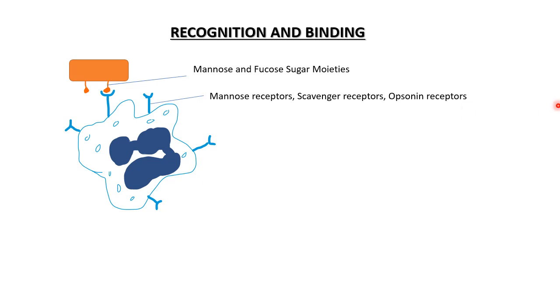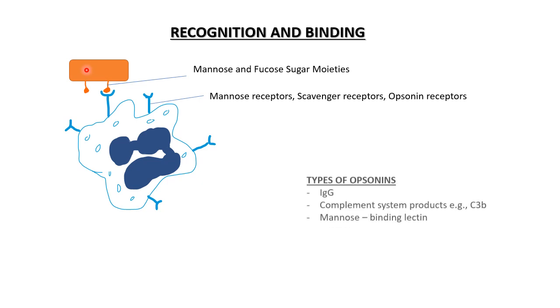What are these opsonins? Opsonins are protein structures which coat themselves around the surface of the microbes. Why is that important? Because this makes the microbe very susceptible to what? To phagocytosis. Now let's look at different types of opsonins.